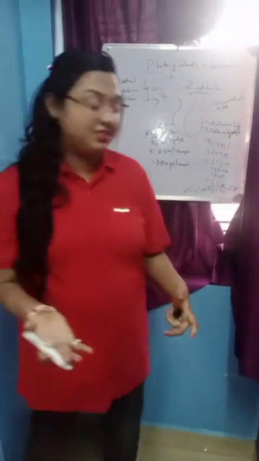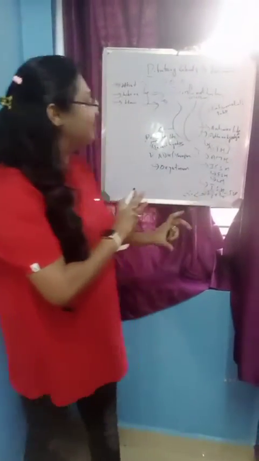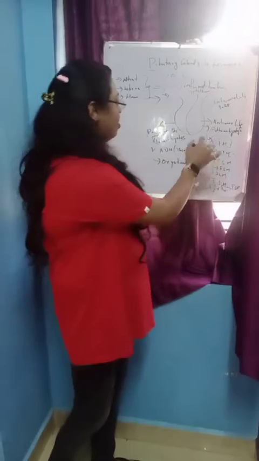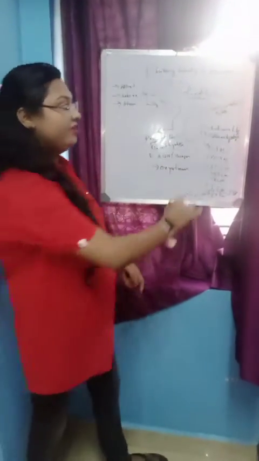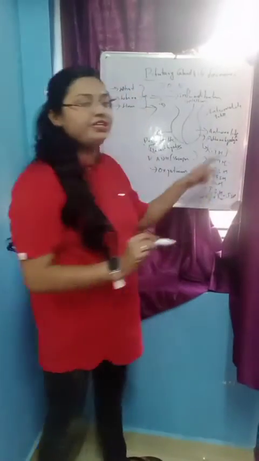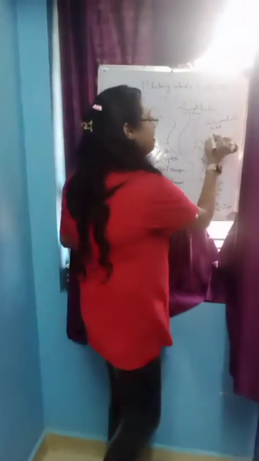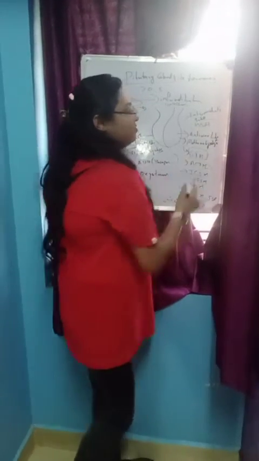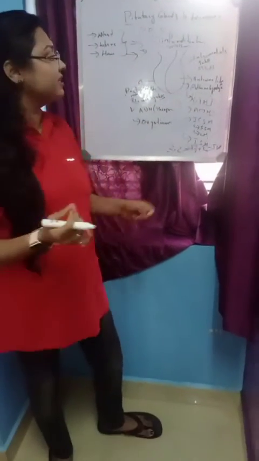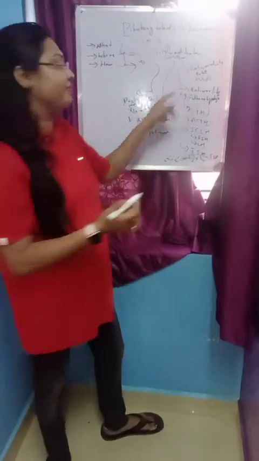In the next session I will explain thoroughly about the hormones of the anterior lobe as well as the posterior. Even the intermediate lobe secretes one hormone, that is MSH, melanocyte stimulating hormone, which is responsible for coloration, meaning the skin color, the melanin pigment.